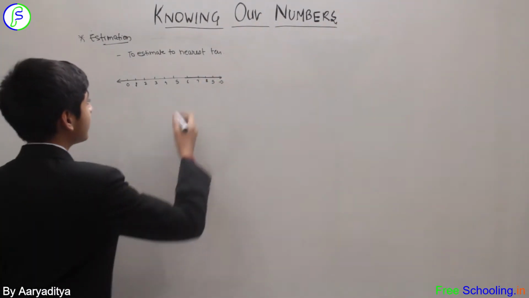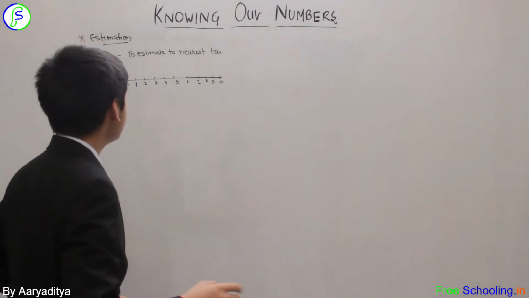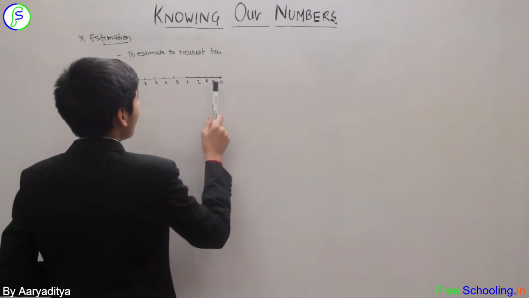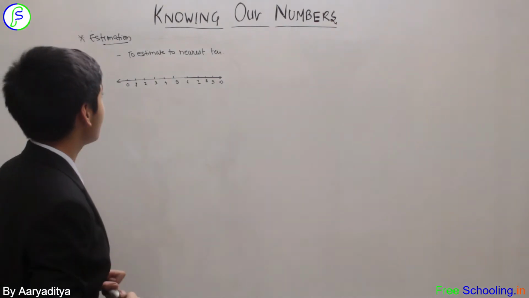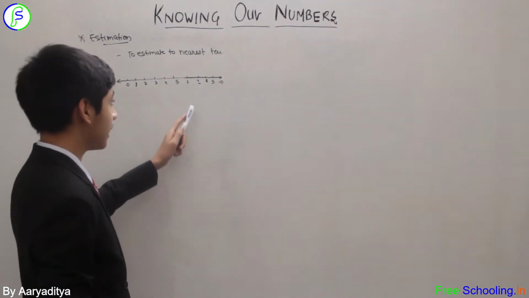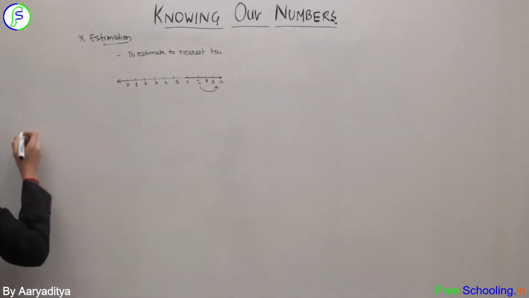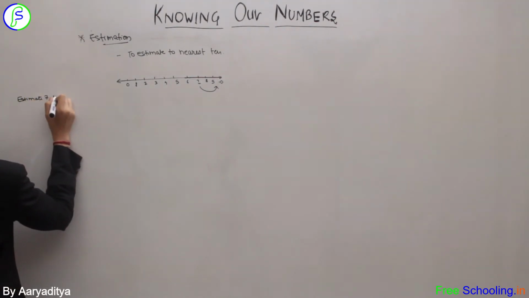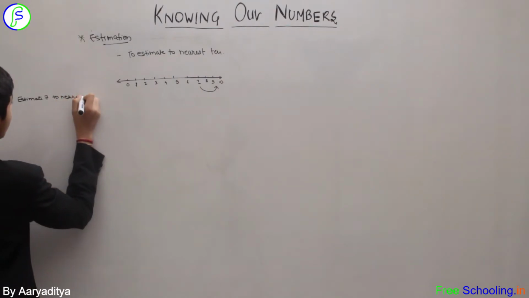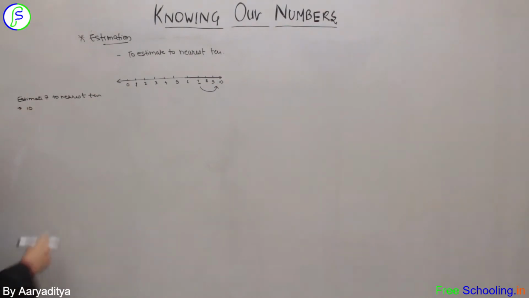Suppose I took the number 7. At what point will it be rounded off? First we need to see the difference between 10 and 7, and between 7 and 0. The difference between 10 and 7 is much less than the difference between 7 and 0, so it gets rounded off towards 10. So if I ask you to estimate 7 to the nearest 10, the answer would be 10.